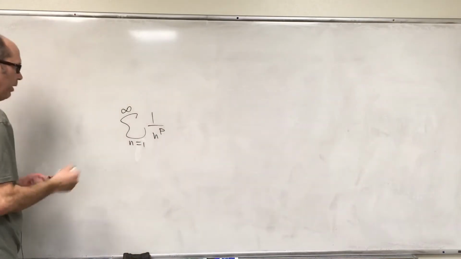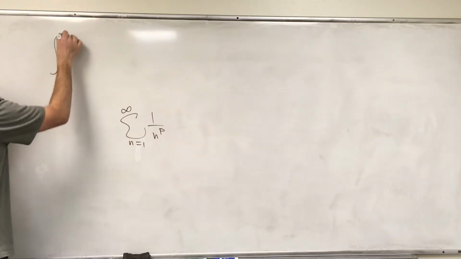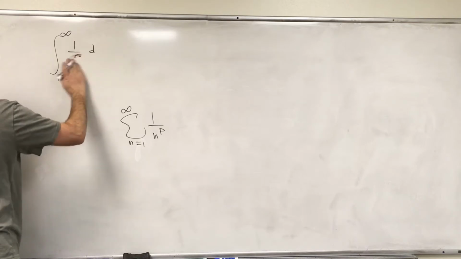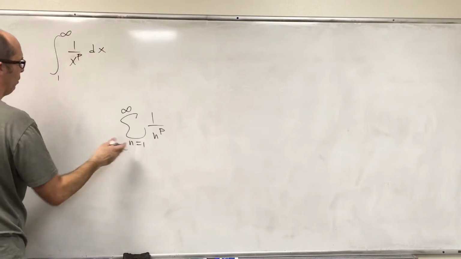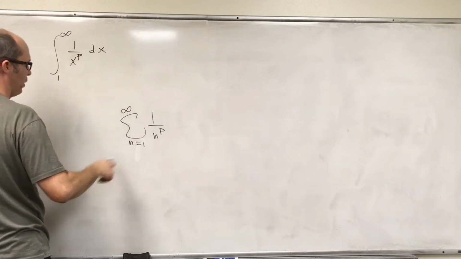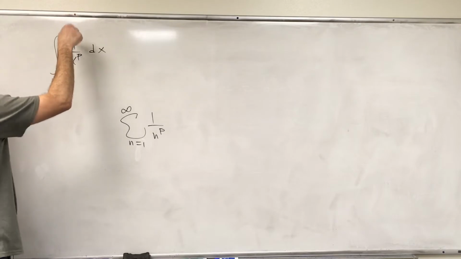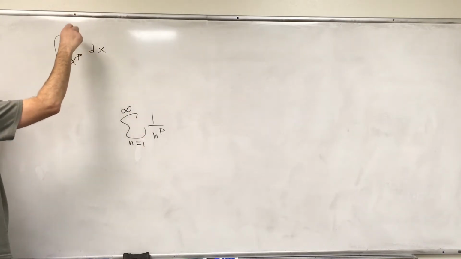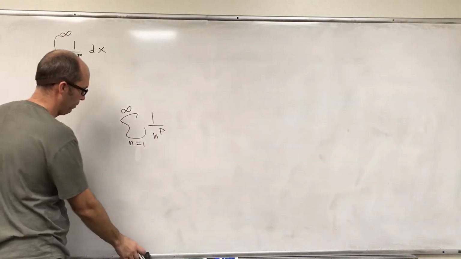Naturally, like we've done many times before, we'll use the improper integral to determine convergence or divergence. Remember, if this converges, this converges. If this diverges, this diverges. So we'll determine what values of p make this thing converge. That'll tell us what values of p make this converge. We'll determine what values of p make this thing diverge. That'll tell us what values of p make this diverge.